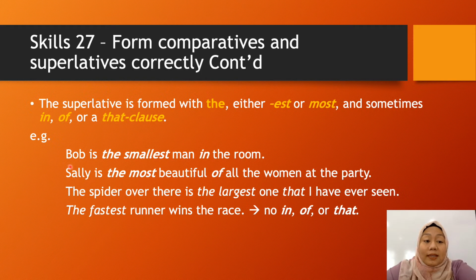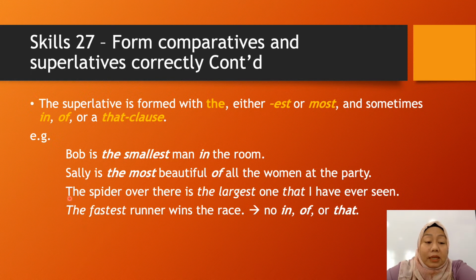The first one is Bob is the smallest man in the room. See, you compare Bob with the men in the room, right? Bob is the smallest man in the room. Okay. And then Sally is the most beautiful of all the women at the party. Okay, so we have the most followed by adjective, and then this is of all the women at the party.